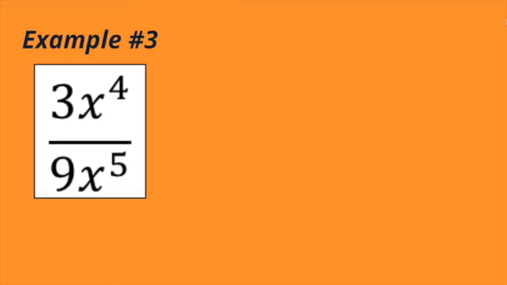Last example is using our quotient rule. So on this one, again, remember about the negative exponents and how you cannot keep your negative exponent. And then also remember that you want to reduce your numbers in front or your coefficients. So 3 over 9 is not going to stay 3 over 9. You're going to reduce that to the lowest possible fraction.